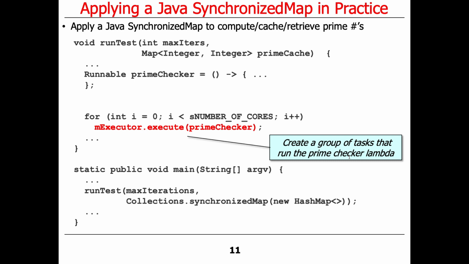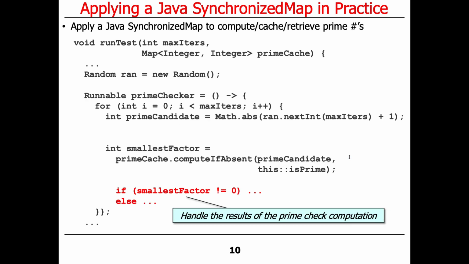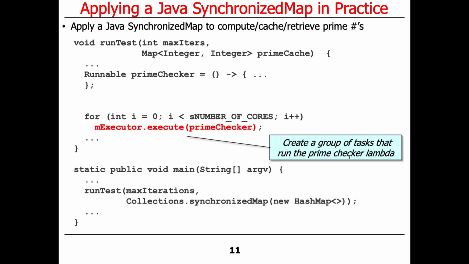Here is what we do. For i equals 0, i less than the number of cores on the machine, we execute primeChecker. PrimeChecker is a variable that stores a lambda expression, and we run n of them, where n is the number of cores. So all those things would go off and start chugging away.